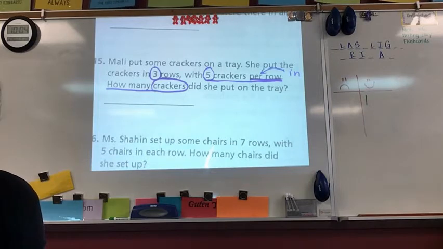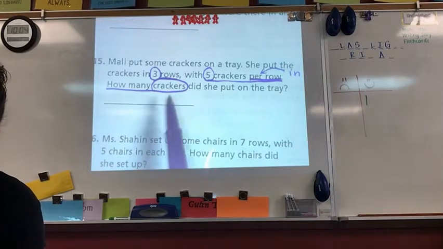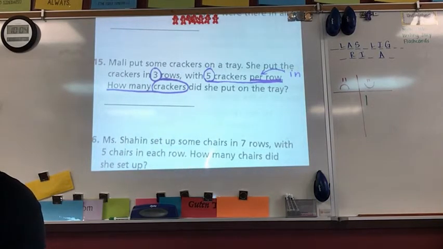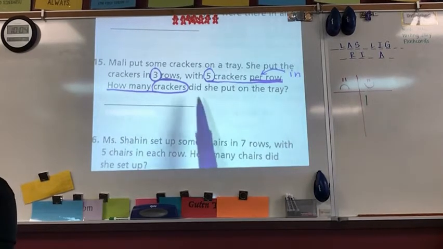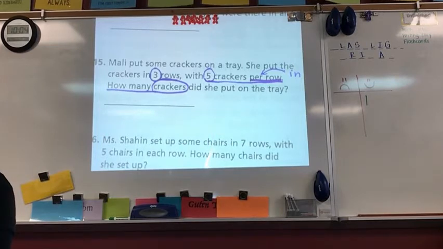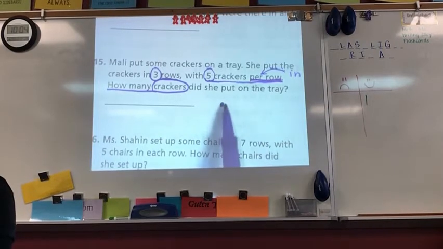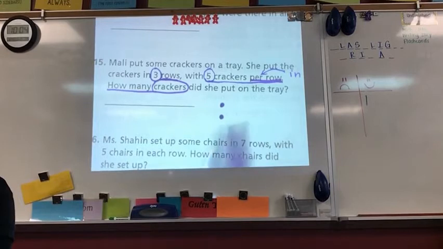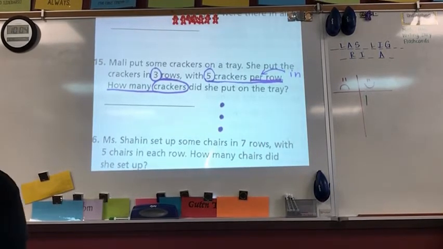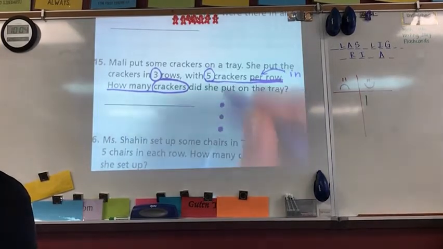Okay, here's what I know. First of all, I know that we are talking about crackers, right? Molly's putting them in 3 rows. So when I get my rows, I need to line them up like buttons, which looks silly because I know that rows go side to side. But this would be like row 1 goes this way, row 2 goes this way, and row 3 goes this way. So then when they tell you how many rows you have, line them up like buttons.